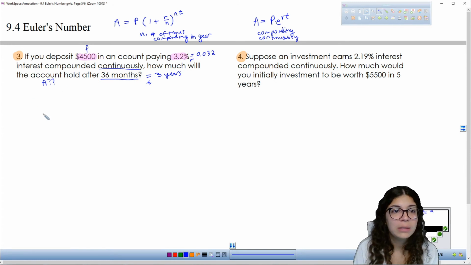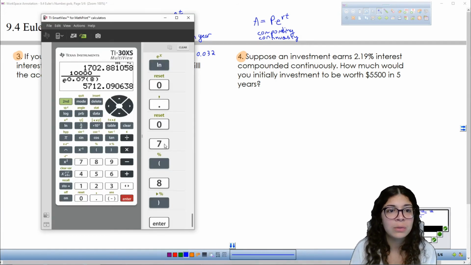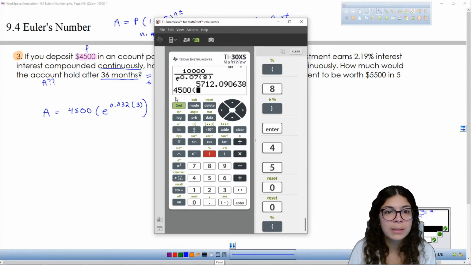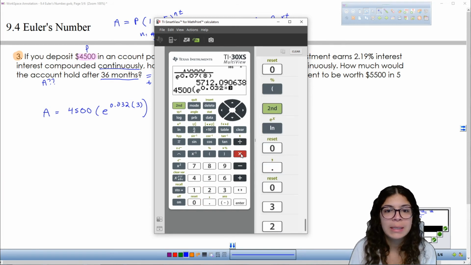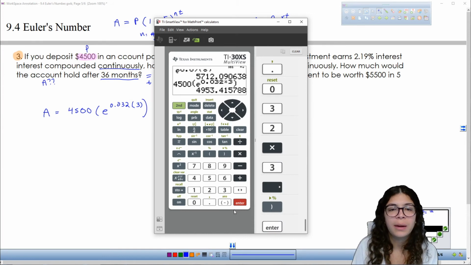So plugging everything into the formula, A equals 4,500 times e to the power of R, 0.032 times T, which is 3. I just go ahead and simplify all of this. I can use my calculator and plug it in all at once, so I will do that. So 4,500 times e to the power of 0.032 times 3. And that amount is $4,953.42.